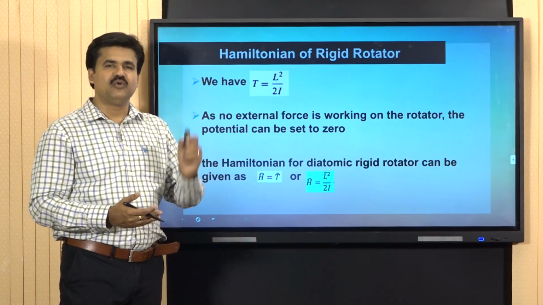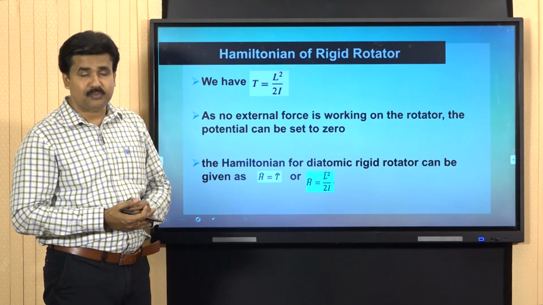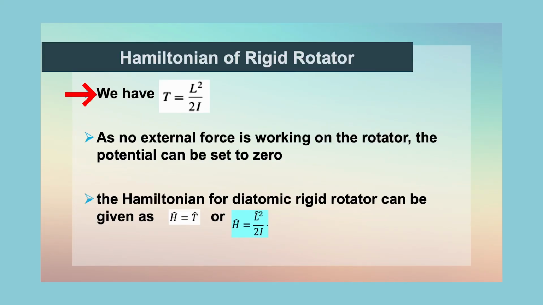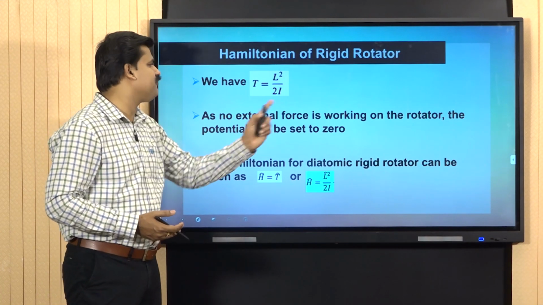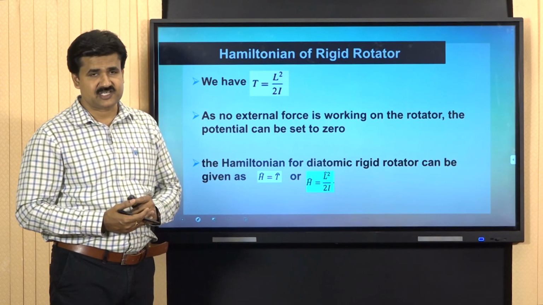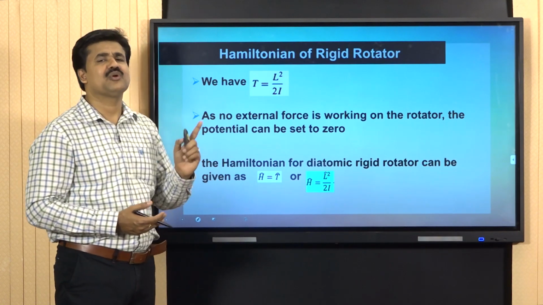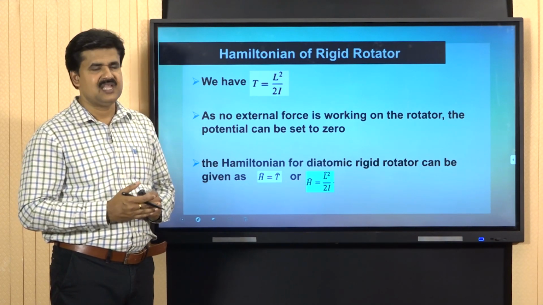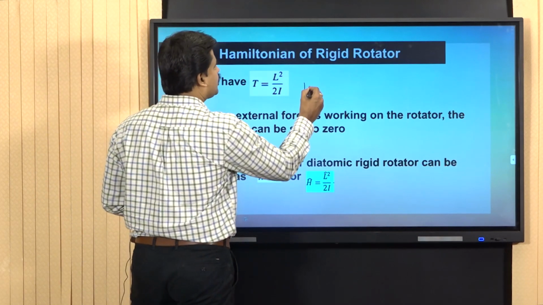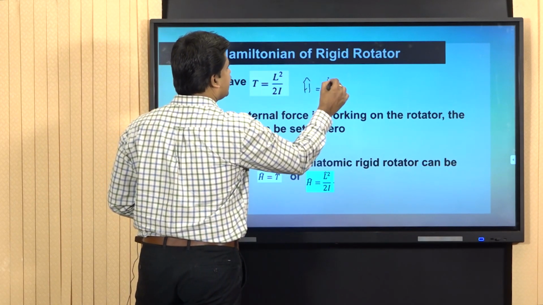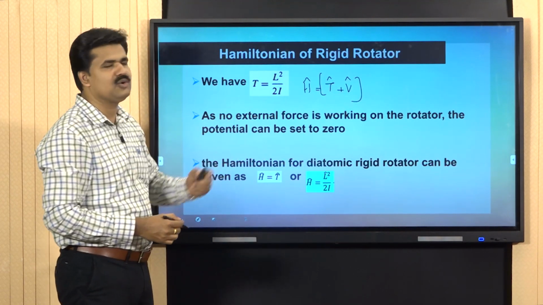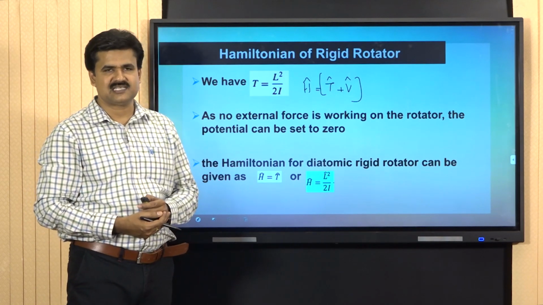Now we are moving on to the Hamiltonian operator corresponding to the rigid rotator. We have T is equal to L square by 2I. Since no external force is working on the rotation, the potential energy of the rigid rotator can be set as 0. And we know that the Hamiltonian operator has two components, that is the kinetic energy part and the potential energy part. And here we know that the potential energy part is equal to 0.